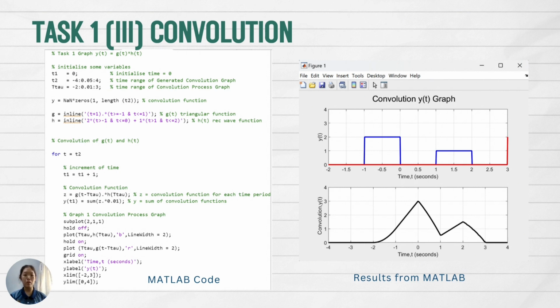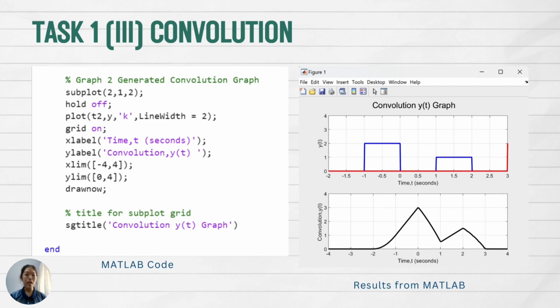Now we will continue to plot the graph, with the first graph being the convolution process graph, which we use to perform the convolution between two signals. And the second graph is our output, our generated convolution graph, which is on the right hand side.